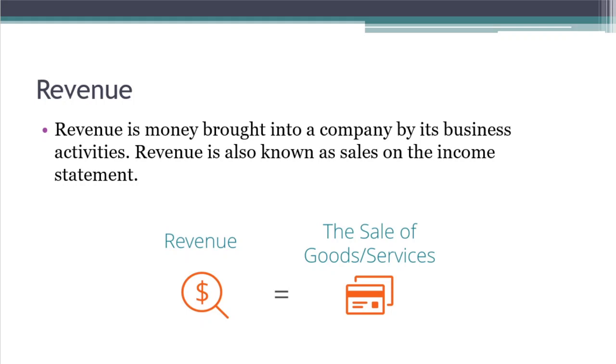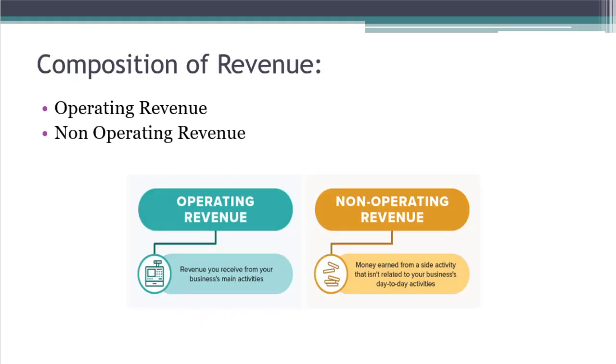Revenue comprises of two different elements: operating revenue and non-operating revenue. Operating revenues are generated by the company's core business activities, whereas non-operating revenues are derived from the activities which are not related to company's core business operations.